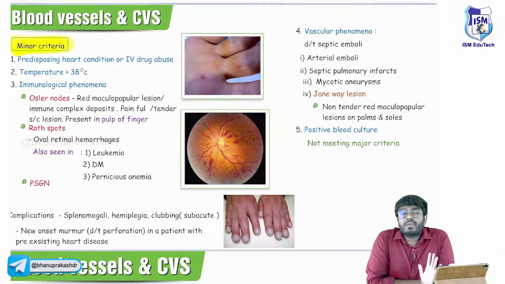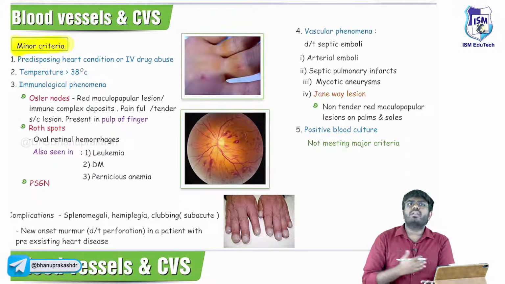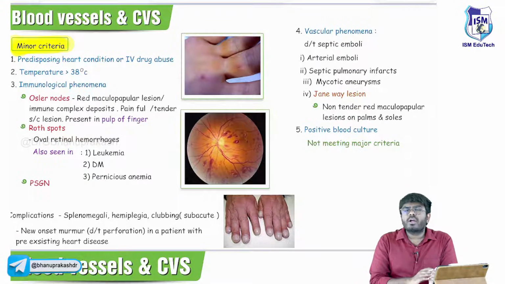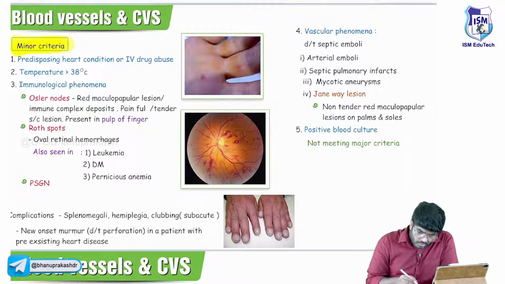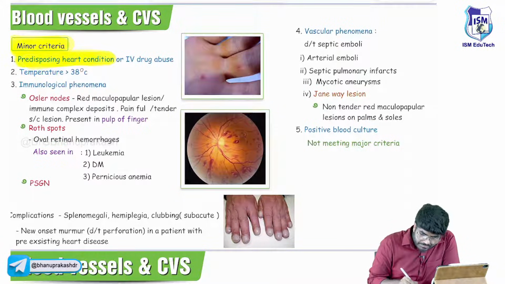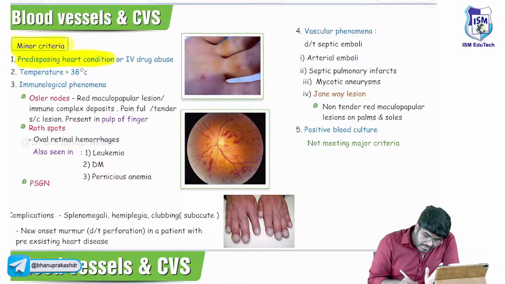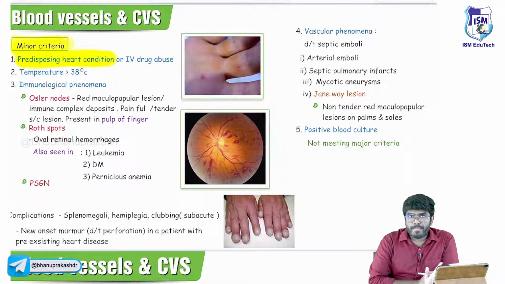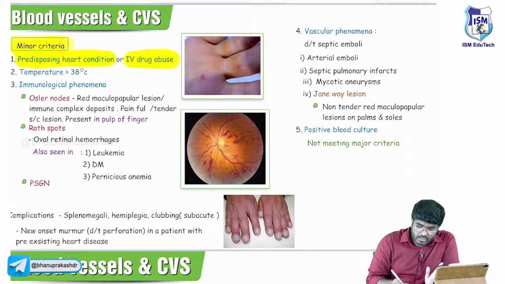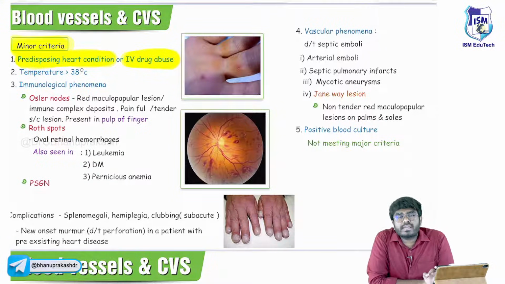First minor criteria: if the patient is having any pre-existing valvular lesion or any risk factor, IV drug abusers are at risk of developing infective endocarditis. Acute rheumatic fever, predisposing heart conditions like valvulitis, mitral regurgitation, mitral stenosis, rheumatic fever, some heart disease, hypertension. So, a pre-existing heart lesion or IV drug abuse. If the patient is having any of them, you can consider it as a minor criteria. So, first minor criteria completed.